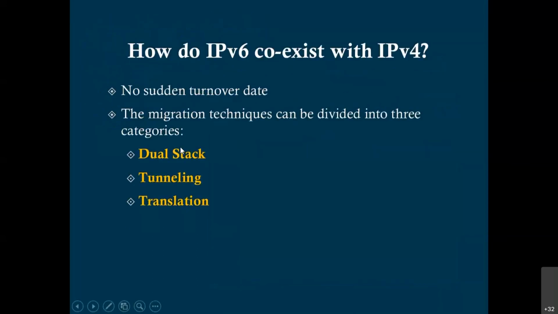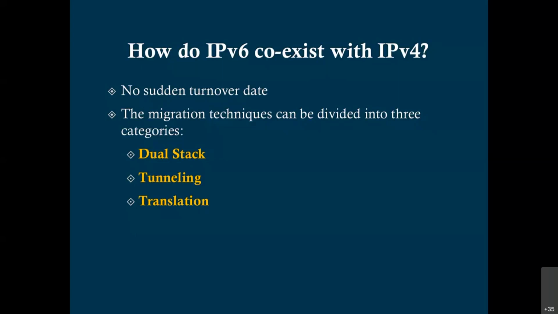So in the world, I think about 20-25% has been using IPv6, but most people are still using IPv4 because it works. Why change? Because there will be a lot of changes. So there is no sudden turnover date. A sudden turnover date basically means, okay, by June of 2021, everybody must change to IPv6 because IPv4 will not work anymore. There's no such thing. So there is a slow migration to IPv6.